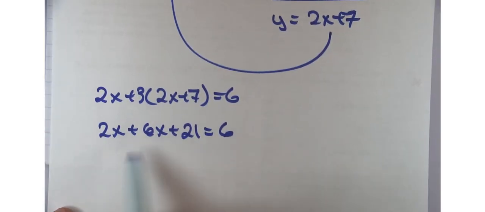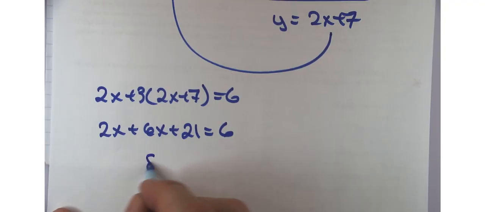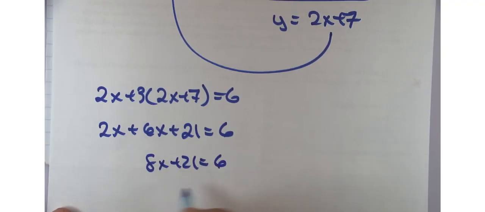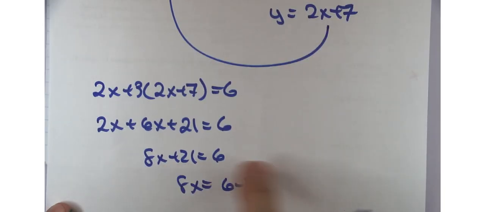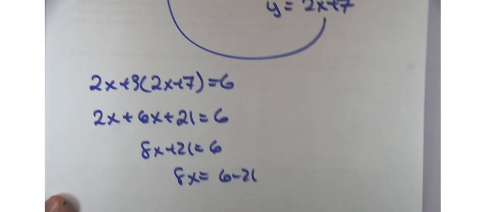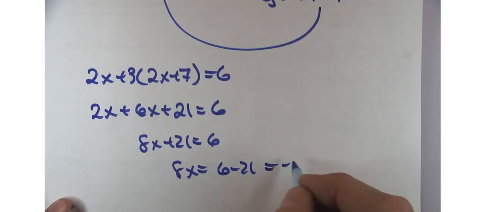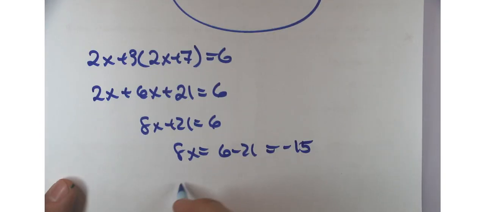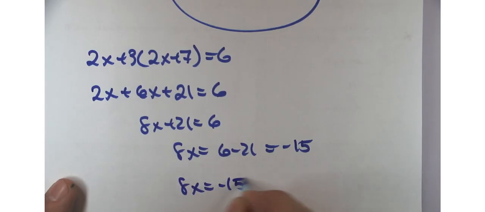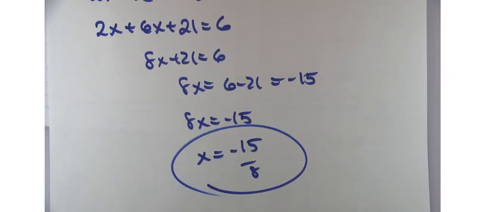what would you do next? Any suggestions? Yeah, 8x plus 21 equals 6. 8x equals 6 minus 21. Moving it to the other side changes signs. So that's negative 15. Thank you, Nidai. Divide by 8. And bam. There you go.